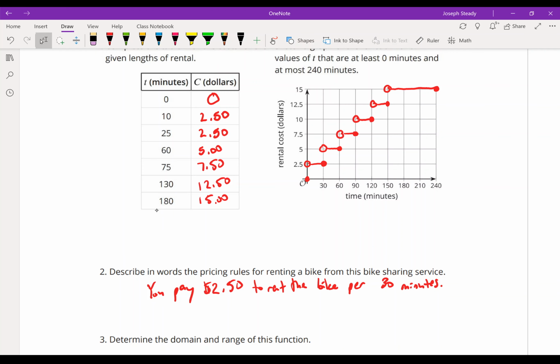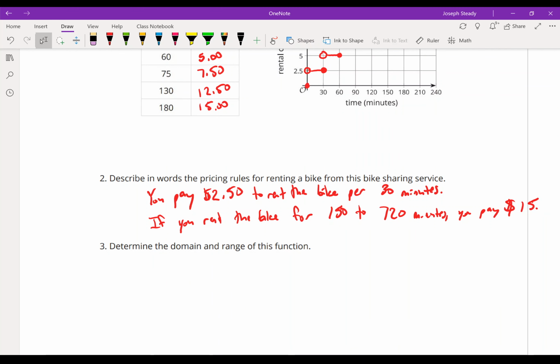And then there's also this other rule. If you rent the bike for 150 to 720 minutes, you pay $15. So it kind of caps out for, let's see, 720 minutes is 12 hours, so half the day. And there are other ways you could phrase that, but that's just one way to summarize it.